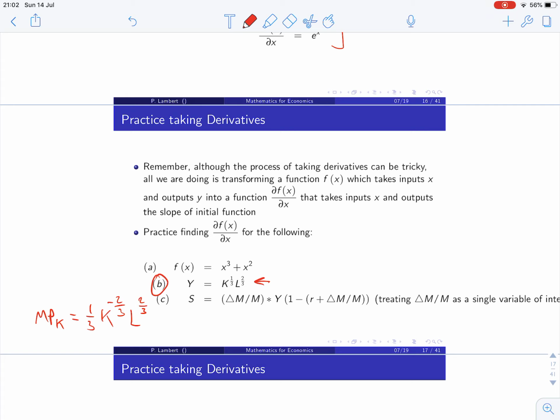2 over 3, because for the marginal product of capital, we're taking a derivative with respect to only the input variable k. So in this particular case, what we're talking about is a partial derivative, where we only think about one particular input variable as changing, and we think about how that changes our output variable. Let's move on.